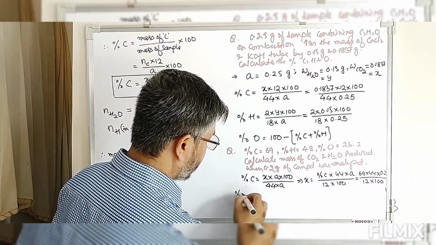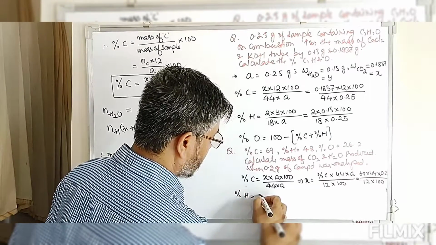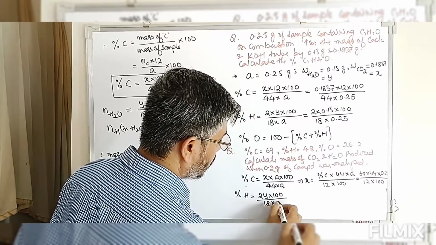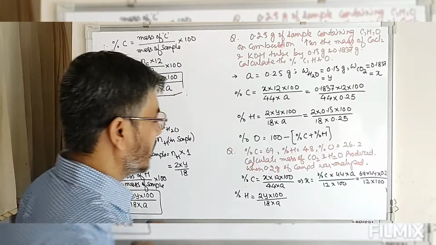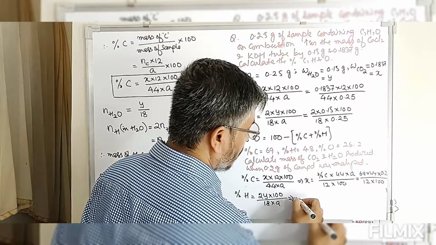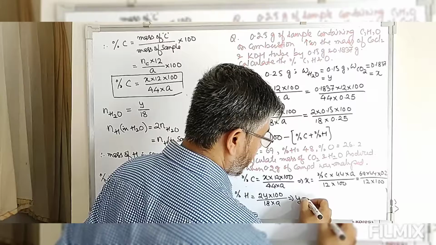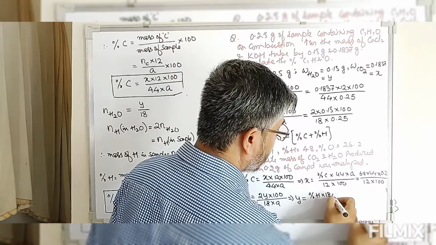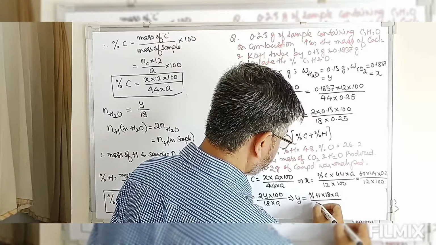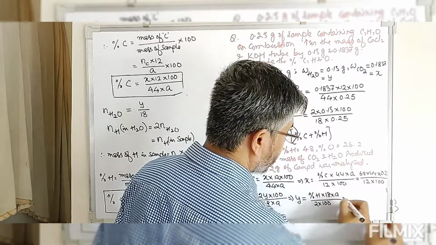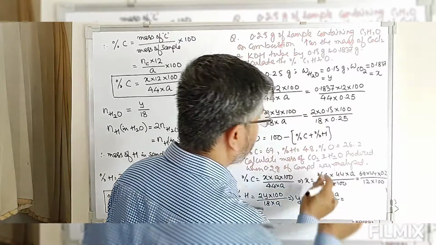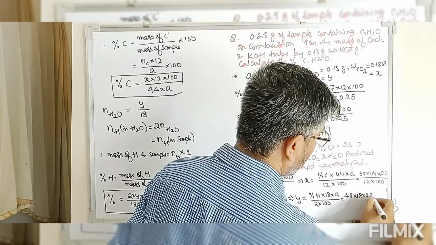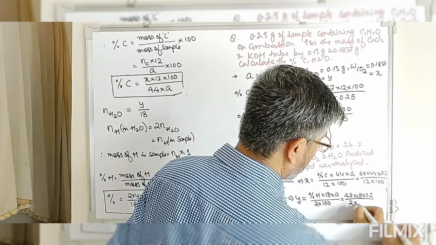Similarly, now we have this percentage of hydrogen in the sample, defined as 2 times y into 100 divided by 18 into A. So y is the mass of water. This y, which is equal to the mass of water, is equal to percentage of hydrogen into 18 into A divided by 2 into 100. So this equals percentage of hydrogen, given as 4.8, into 18 into 0.2 divided by 2 into 100.